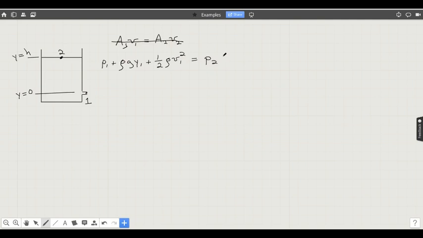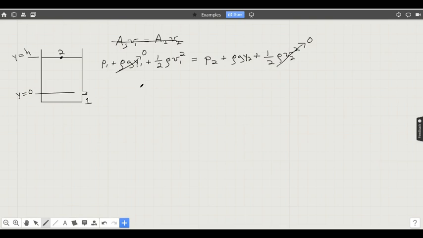Absolute pressure at point 2 plus the density times g, position y2, plus 1/2 rho v2 squared. And we said, since this area up here is so much larger than the area down here, we're going to say that that is approximately 0. We also said that we're going to call this our origin down here, so y1 is equal to 0.